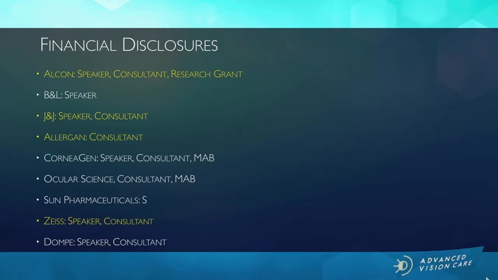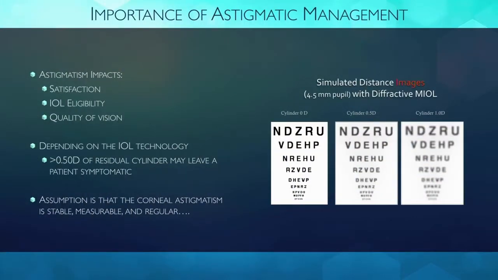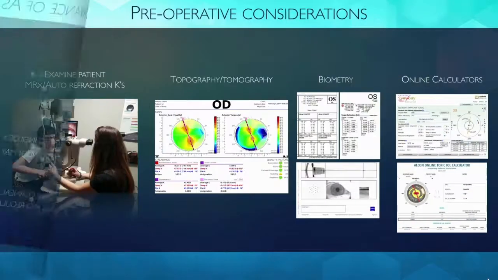We're going to talk about a lot of different lenses. I think Mitch Weichert explained to us the importance of astigmatic management and that we really want to be half a diopter or less when we're using any lens, because I think any patient is a premium patient, but especially when we use our toric lenses or diffractive IOLs. And the assumption that we make is that the cornea is perfect and measurable and regular.